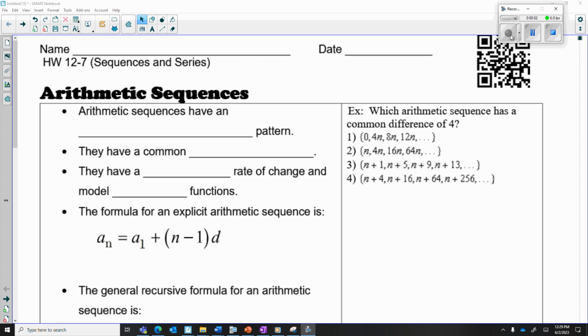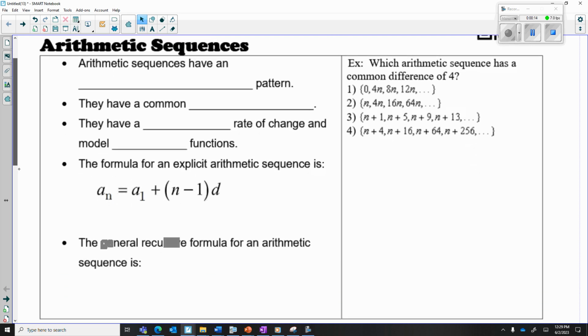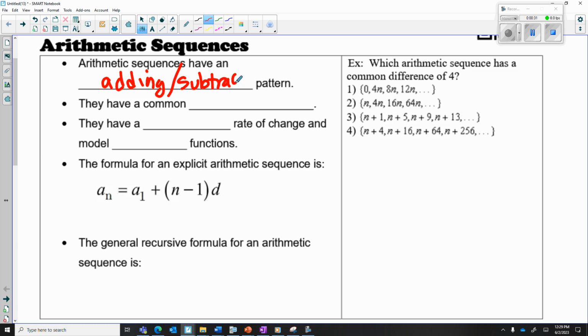Hi everyone, this video is going to go over the concepts of sequences and series. So the first thing we need to remind ourselves is there are two types of sequences and series, arithmetic and geometric. Arithmetic have an adding pattern, adding or subtracting, and geometric have a multiplying pattern. The arithmetic have an adding or subtracting pattern, and the number that you use to get from term to term is actually called the common difference.